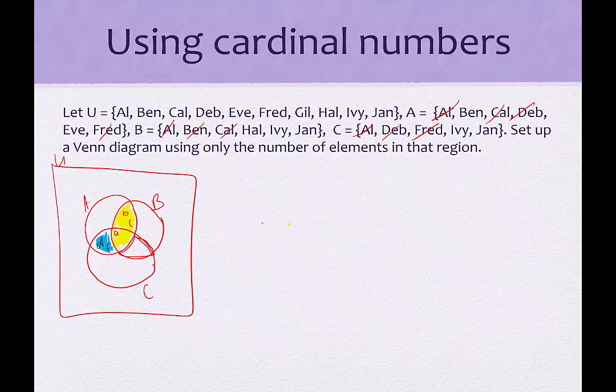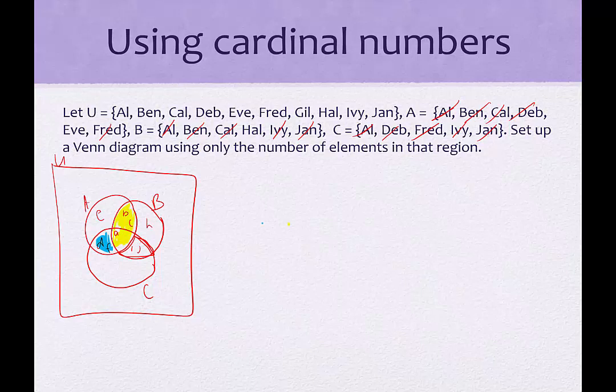It looks like Ivy and Jan. So I'm going to say I and J. And now anyone who's left, I think Ben was included already. Anyone who's left can go in their respective regions. So we have Eve left in set A. We have Hal left in set B. And there's nobody left in set C, so we'd be done with set C.